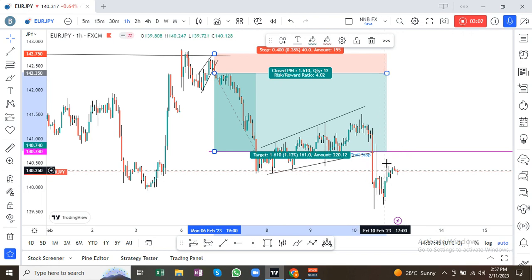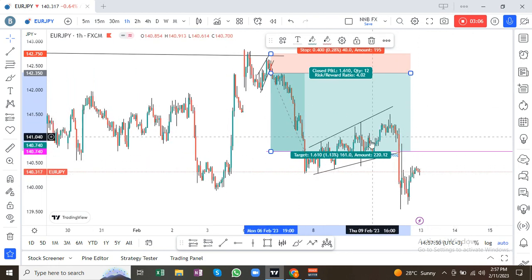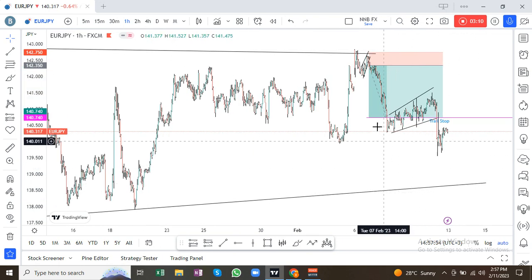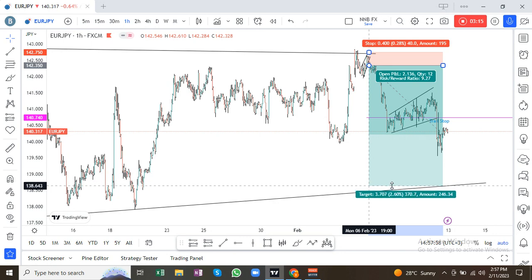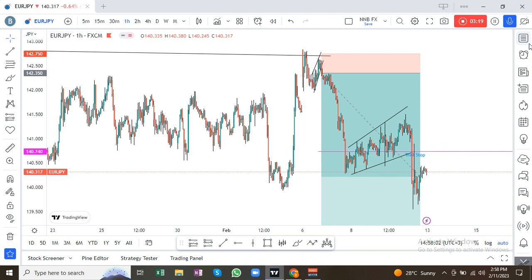On Monday, if the market corrects up and takes me out, it's all good because I've already locked in 4% profit. But if it impulses down, my profit target was down here. If it impulses down and reaches my profit target, it's all good. So we'll move on to the next pair.